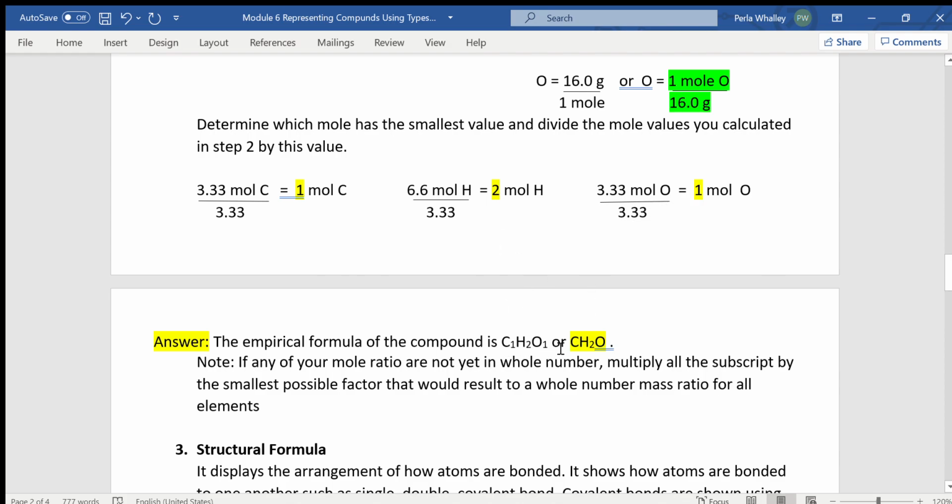C1H2O1 or simply CH2O. You do not need to write the number 1 because it is already assumed as 1 if there is no subscript. Note, if any of your mole ratio are not yet in whole number, multiply all the subscript by the smallest possible factor that would result to a whole number mass ratio for all elements.